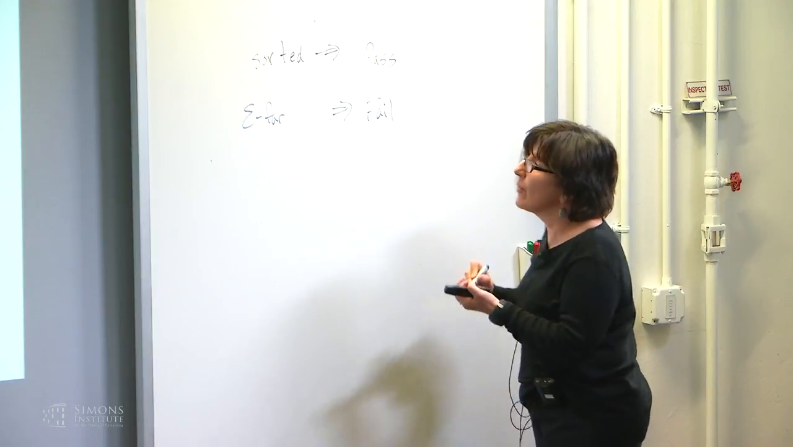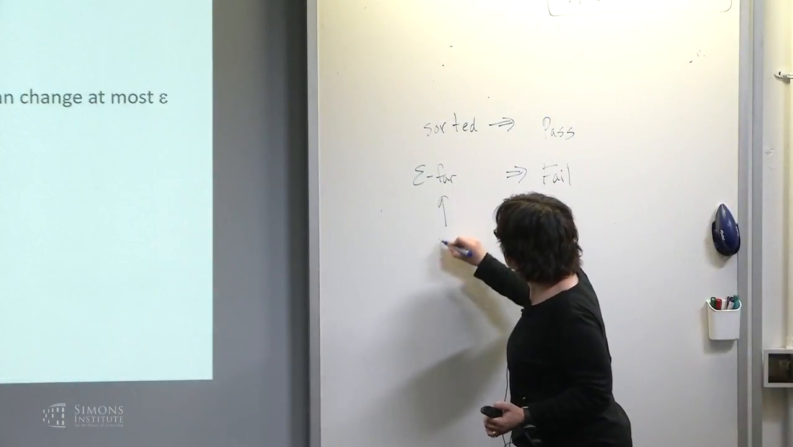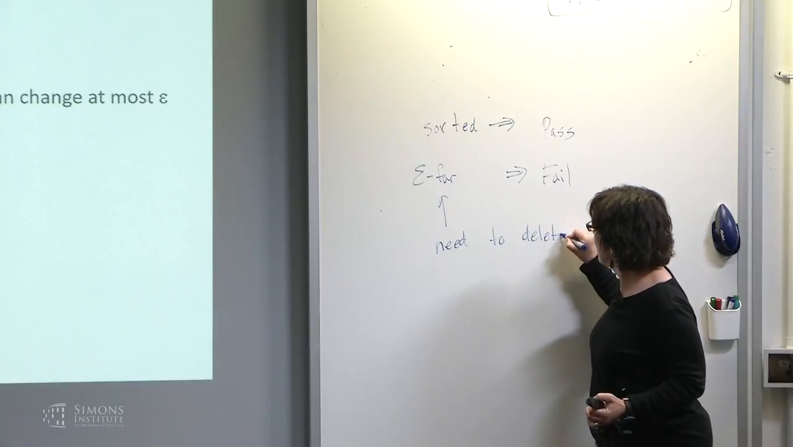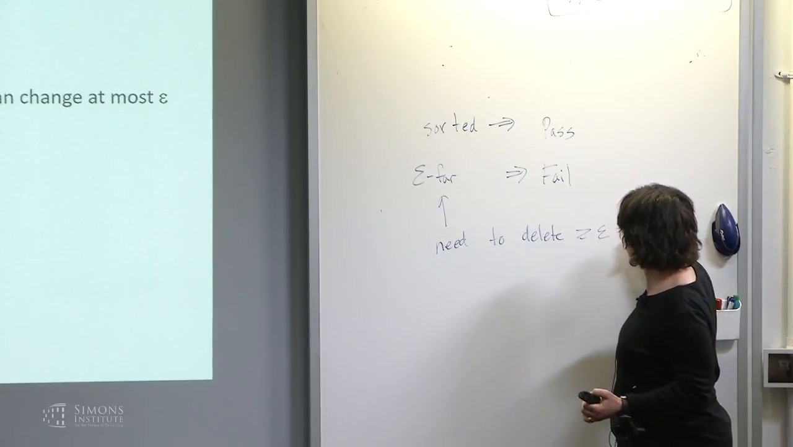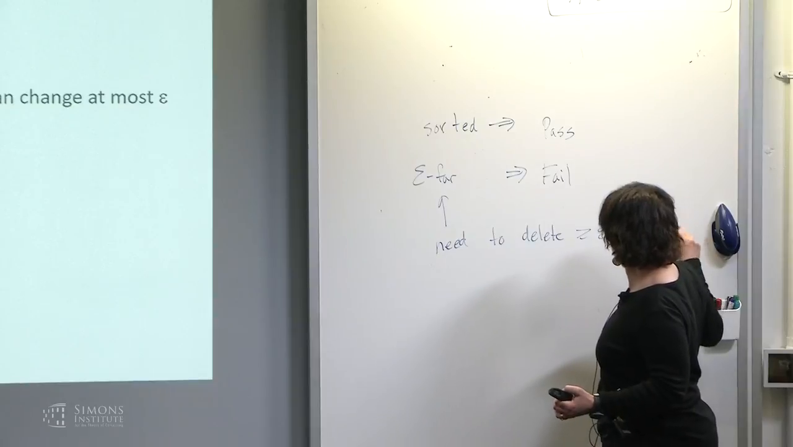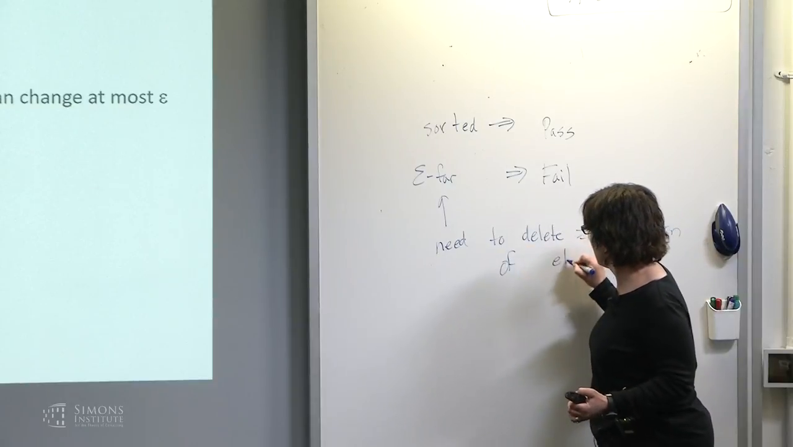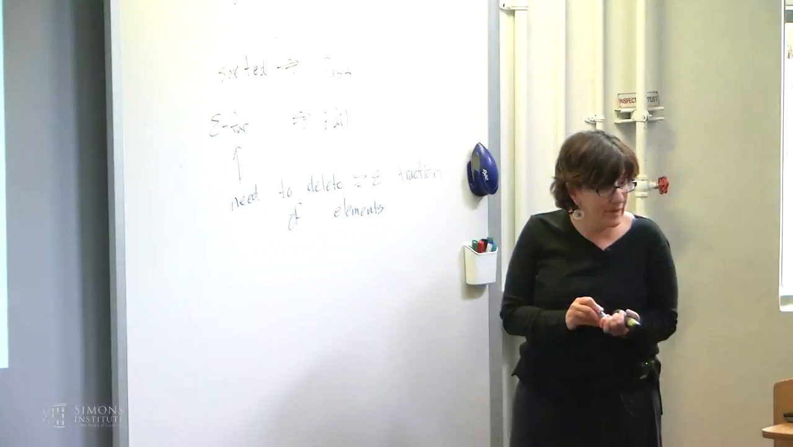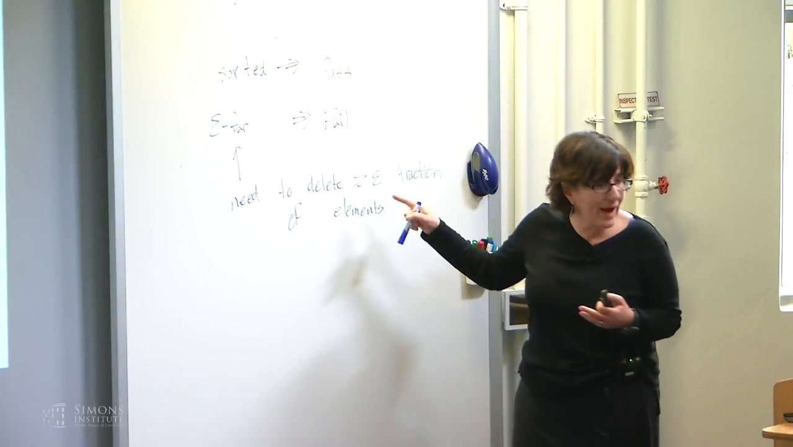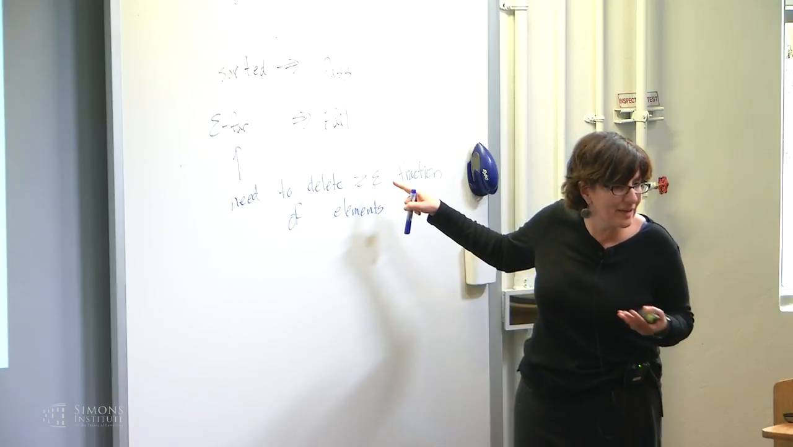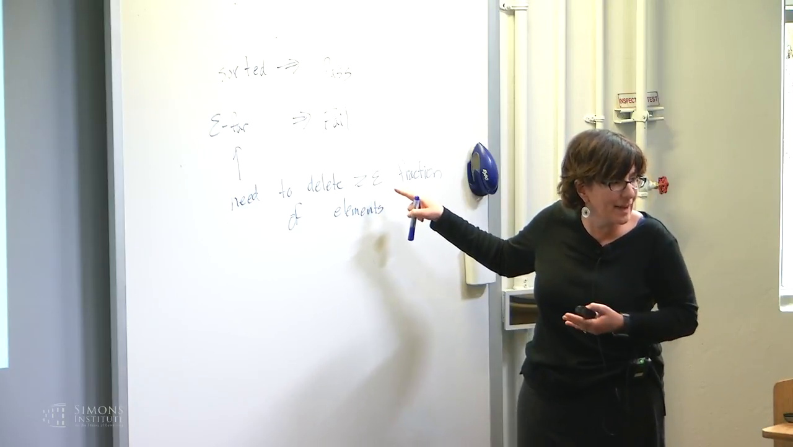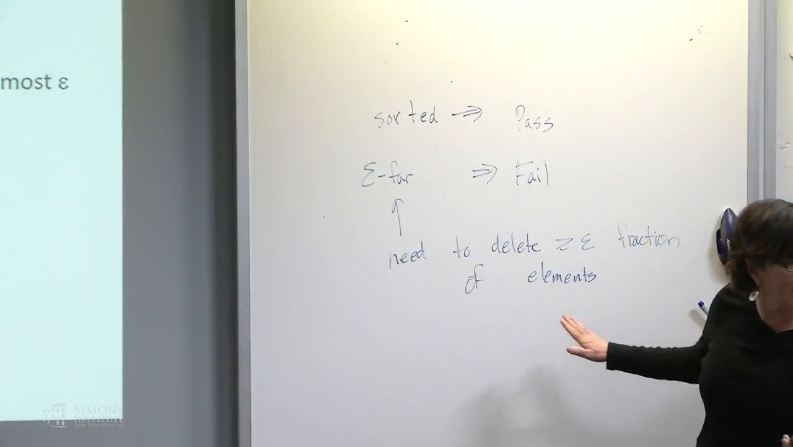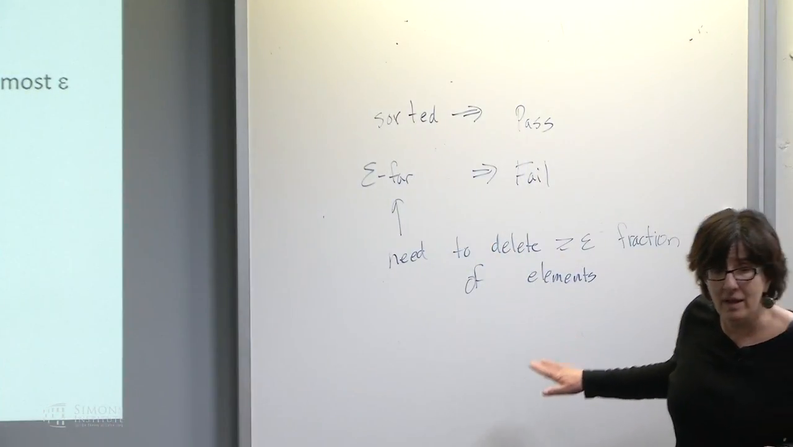Again, epsilon far. So epsilon far means I need to delete at least epsilon fraction of the elements to get it to be sorted. Okay? So epsilon fraction, but I know the list is of length n, so I need to delete at least epsilon times n many elements. Okay? Any other questions? Can we think of epsilon as small or big?